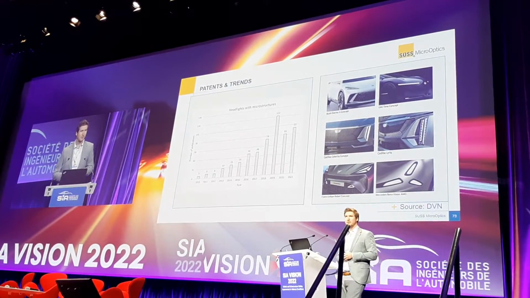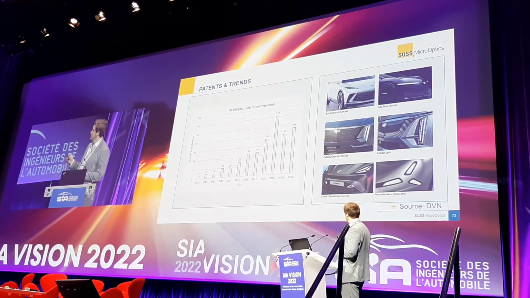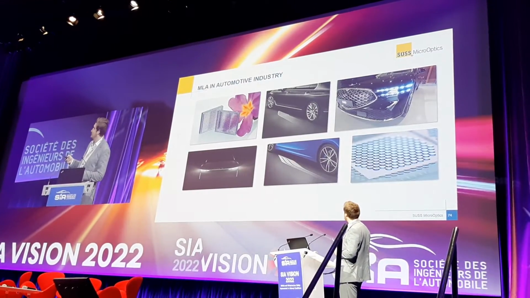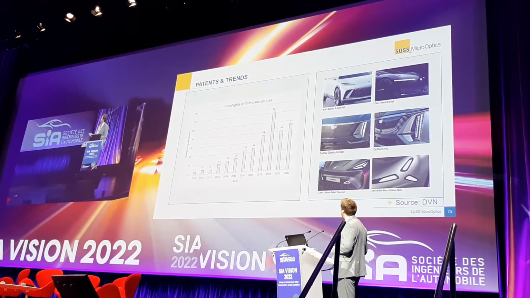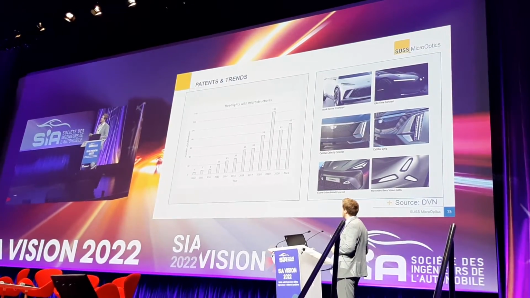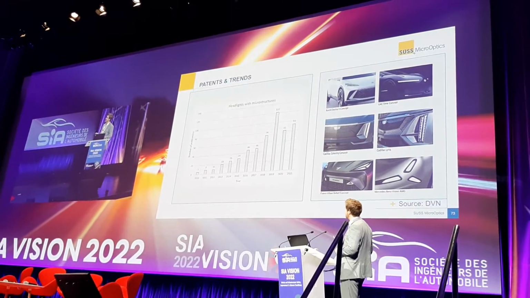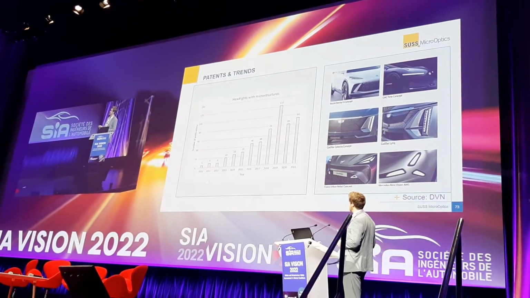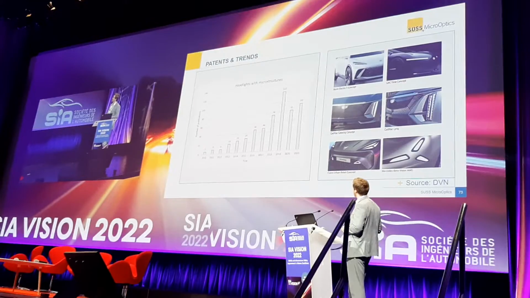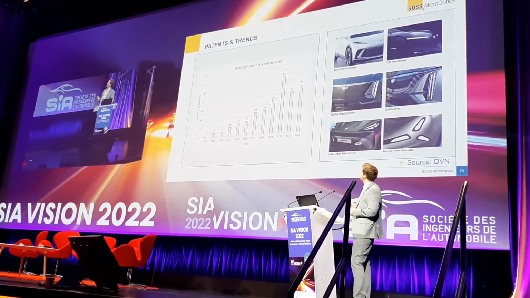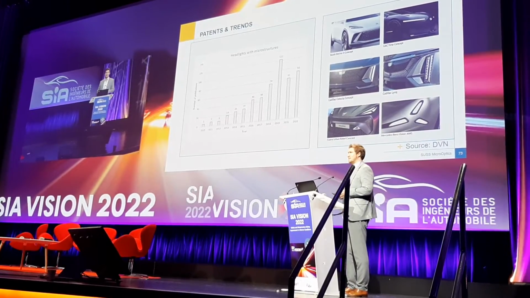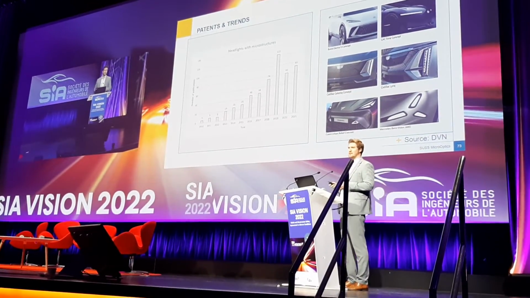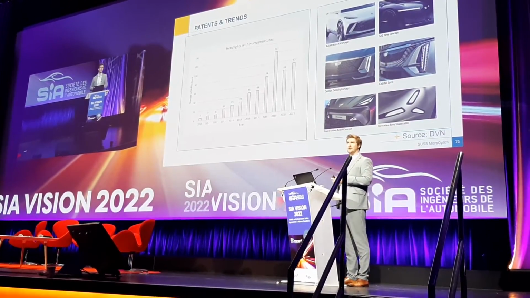So here are the patterns and trends. In 2010 we had like 5 patents in this area. This is the number of applications, for the years 2010 to 2021. This is headlights with microstructures. So this is not only MLA technology, micro lens arrays. This is microstructures. It can be diffractive structures. It can be micro mirror devices.